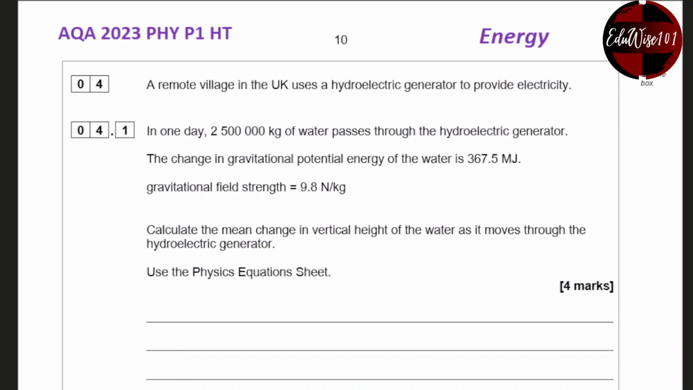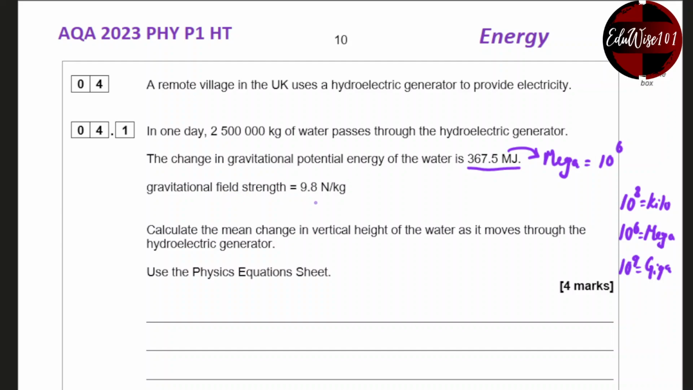The change in gravitational potential energy of the water is 367.5 megajoules. Now, this M stands for mega. And mega means 10 to the power 6. Remember, let me write it here. 10 to the power 3 is kilo. 10 to the power 6 is mega. 10 to the power 9 is giga.